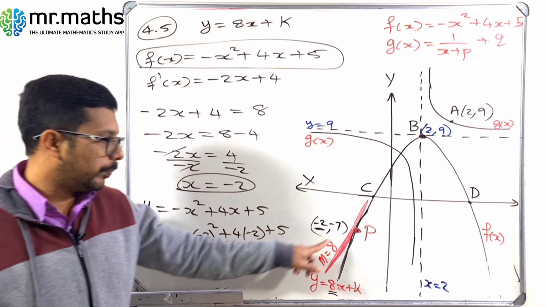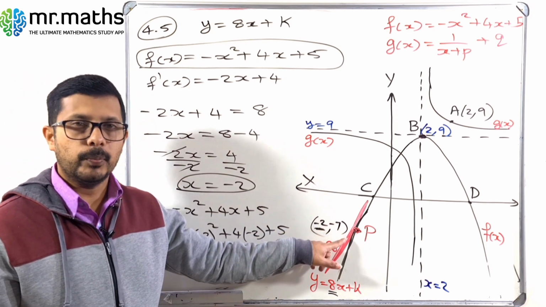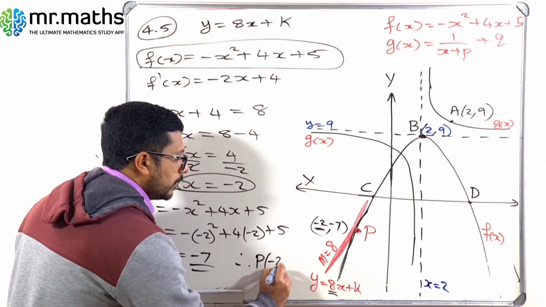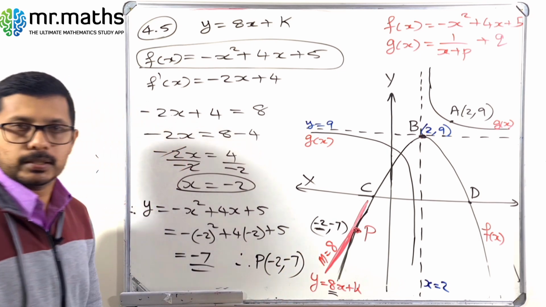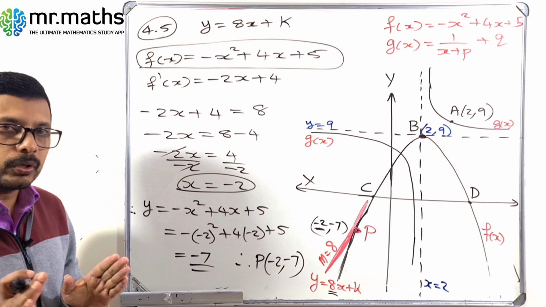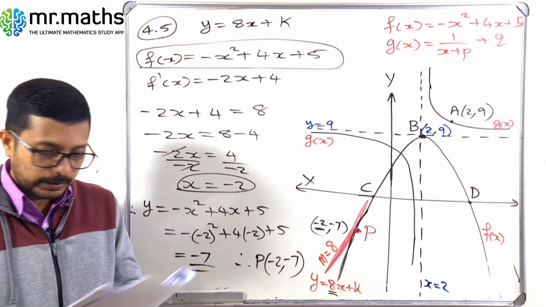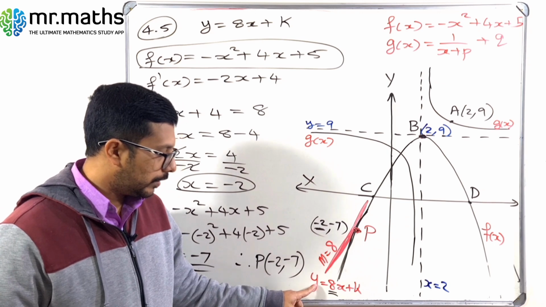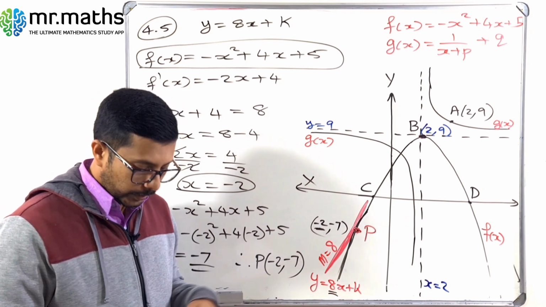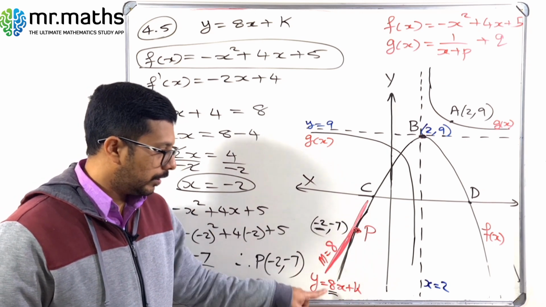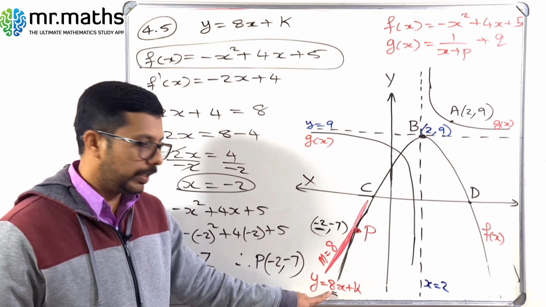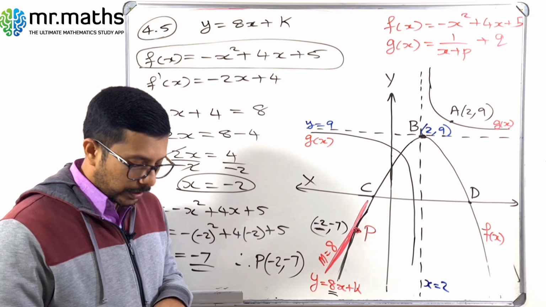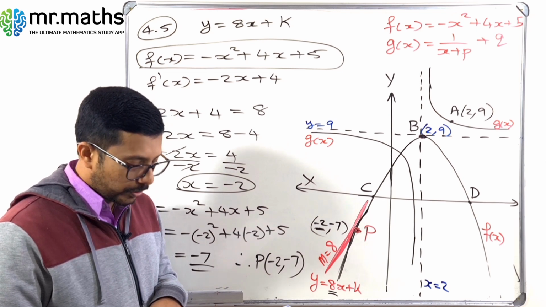So what is the coordinate of p? Minus 2 comma minus 7. Therefore the coordinate of p is minus 2 comma minus 7. Listen once more. What is the question? The equation of the tangent is y is equal to 8x plus k. What is the gradient of this tangent? It is 8. m is gradient, so we know that the gradient of this tangent is 8. It touches the graph of f at p. Calculate the coordinates of p.